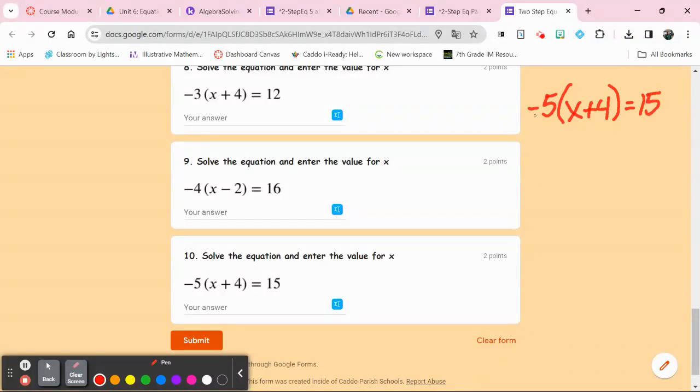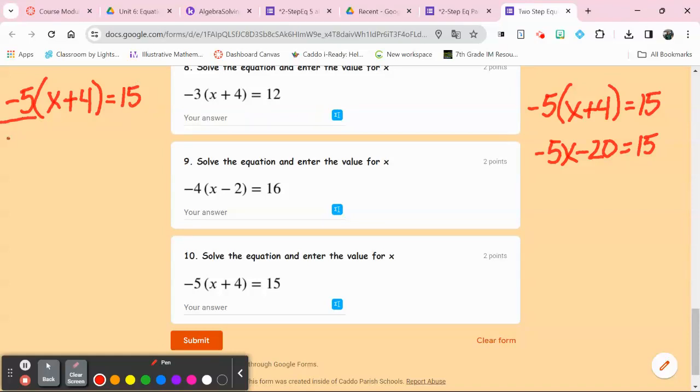I'm going to distribute first. Negative 5 times 1x gives me negative 5x. Negative 5 times a positive 4, one negative, gives me a negative 20. Do you see why it's important to watch your signs? All right, and that equals 15. All right, I'm going to go over and divide first before I do anything more on that. So again, wisest move sign-wise, if you have a negative coefficient in front of parentheses, is to divide first.